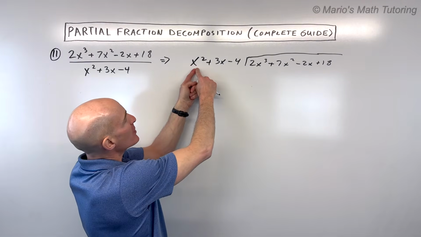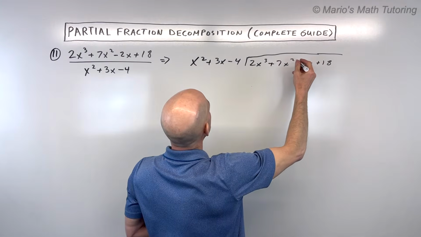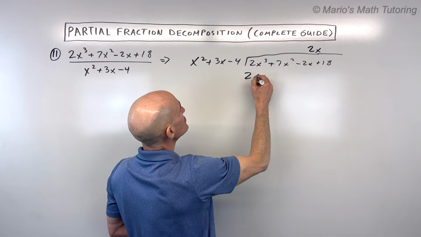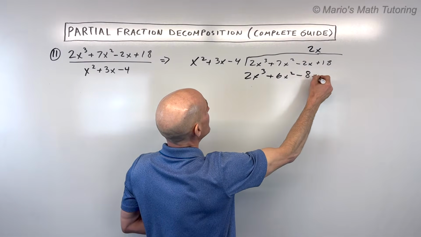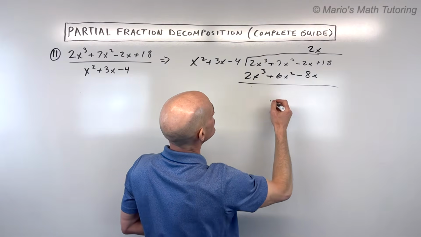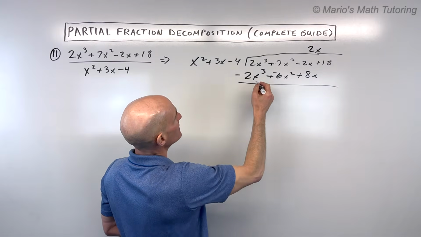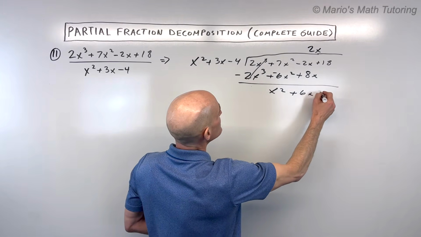But now for here, we want to say how many times does x squared go into 2x cubed? That's going to be 2x times, right? So I'm going to put 2x here. I'm going to distribute. This gives us 2x cubed plus 6x squared minus 8x. Make sure you distribute to all of those terms. Now we're going to subtract, but remember subtraction's like adding the opposite. So this comes out to x squared plus 6x plus 18.